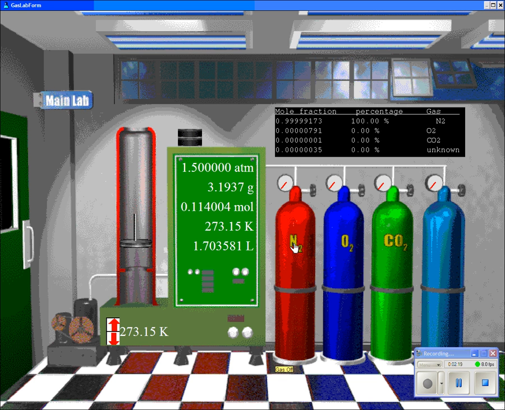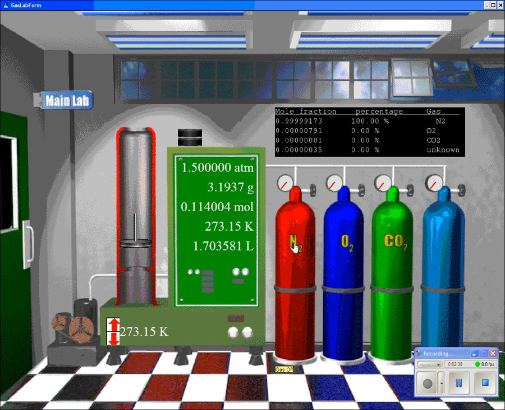So now if you want to record the pressure, 1.50 atmosphere, that should stay constant throughout this entire simulation. So for scenario 1, your temperature is 273.15 Kelvin, and your volume is 1.70 liters.